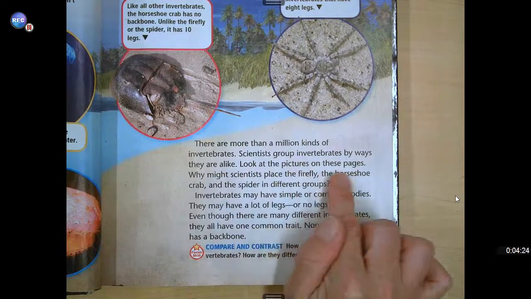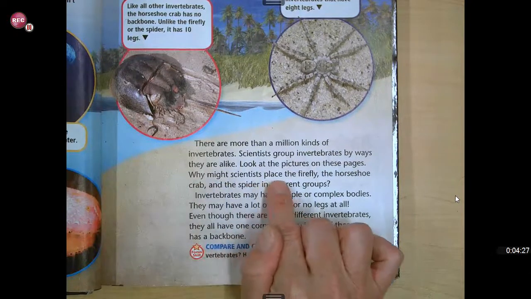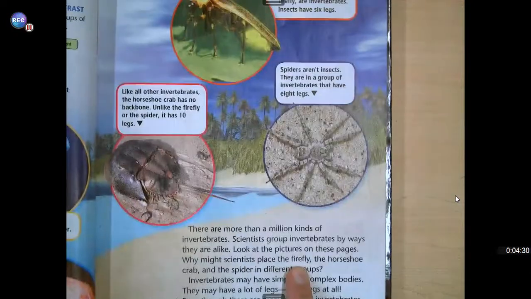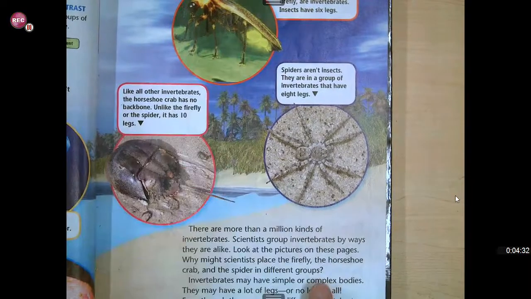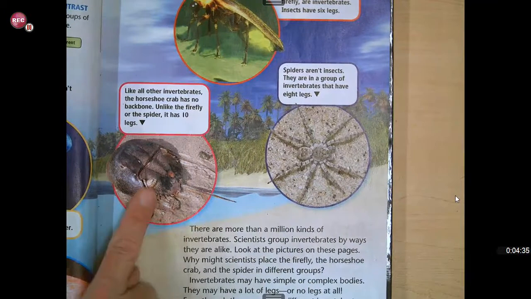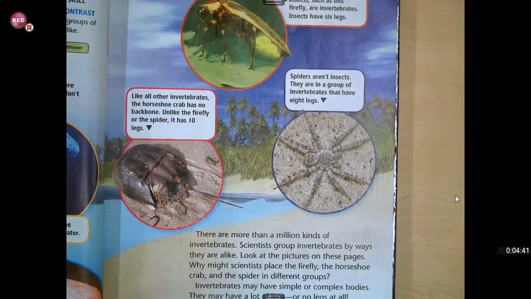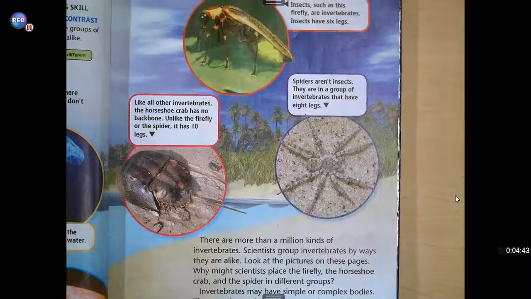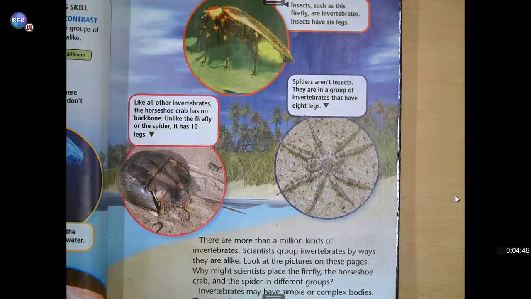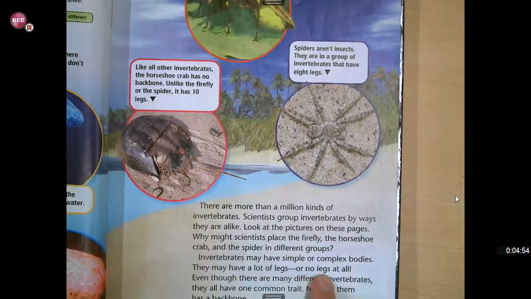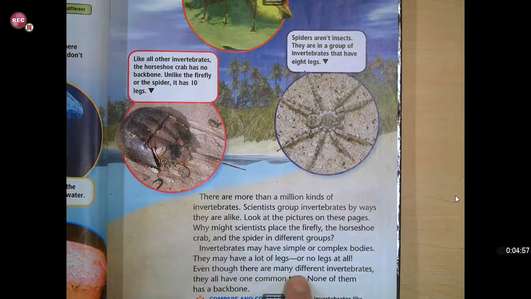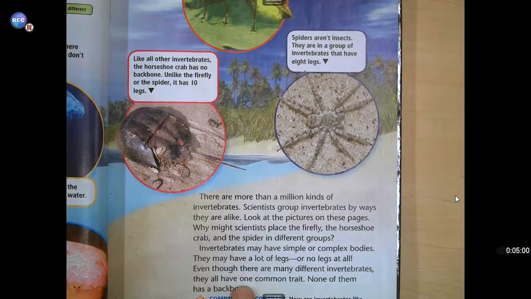Look at the pictures on these pages. Why might scientists place the firefly, that's this guy, the horseshoe crab, that's this guy, and the spider in different groups? Think about that. How would they be grouped into different groups? Invertebrates may have simple or complex bodies. They may have a lot of legs or no legs at all. Even though there are many different invertebrates, they all have one common trait. None of them has a backbone.